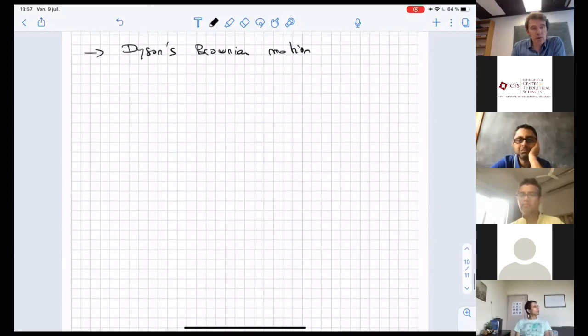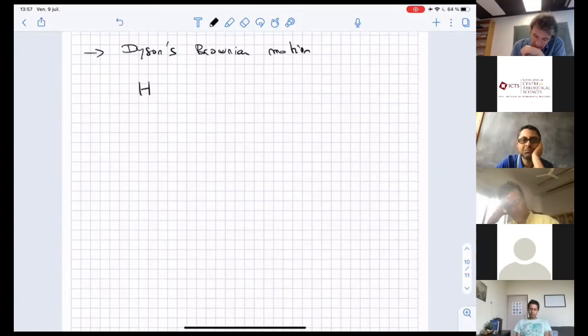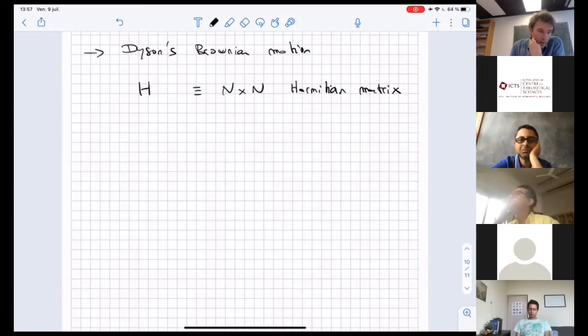So we have seen GUE matrices during the first lectures and many, many times. Now, the GUE matrix, how do you build it? Well, in principle, you take a matrix H, an N by N Hermitian matrix. And what we have seen is that typically you fill this matrix with random elements, say Gaussian elements, both real part and complex part. Then you look at the eigenvalues and you get GUE.